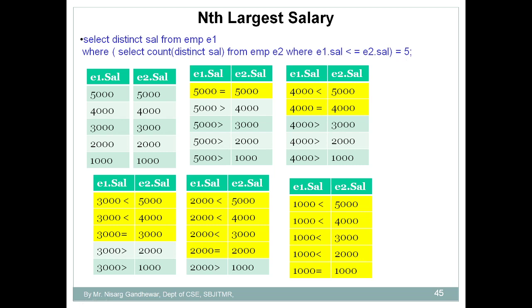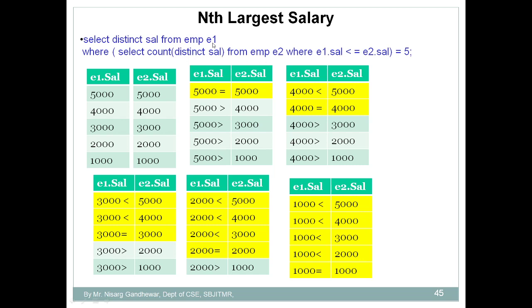Now let's try to understand the logic behind this. Here I just showed you the query that returns the fifth largest salary of an employee. Now try to understand how this query will work.